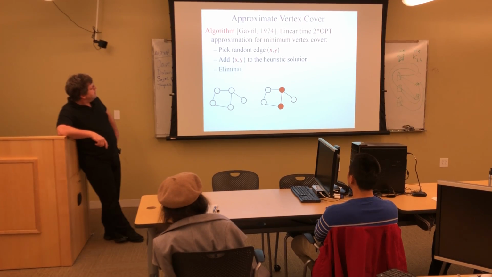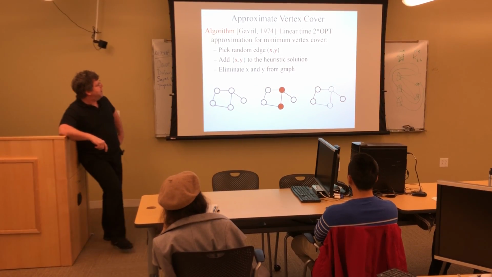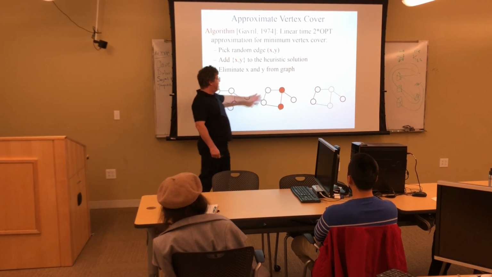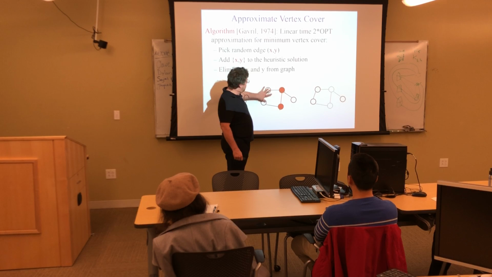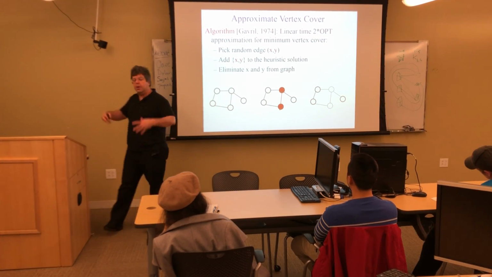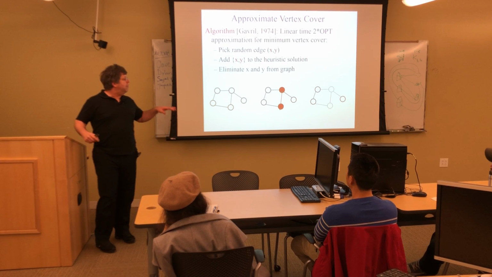So again, pick a random edge, add both ends to the solution, eliminate those two nodes and their adjacent edges from the graph, and then repeat for the rest of the graph. At the end, you will get a vertex cover, because as long as there are edges in the graph, you're going to pick both of its endpoints, and that edge will be touched. And you keep growing the solution. Eventually, all the edges in the graph will be touched by nodes in your solution.